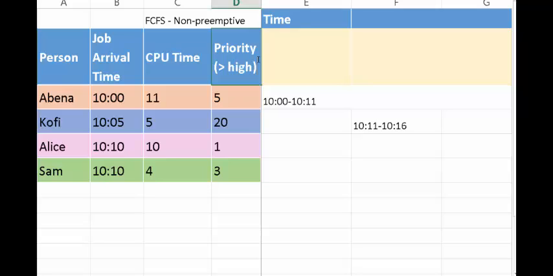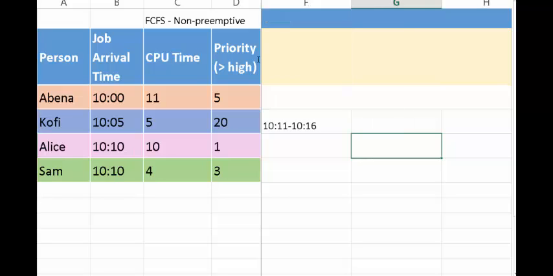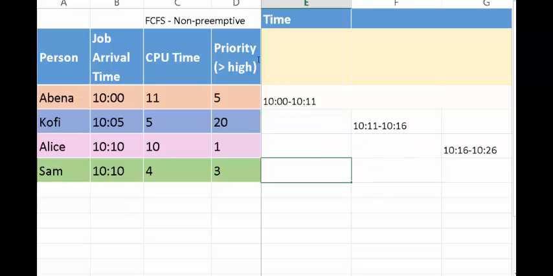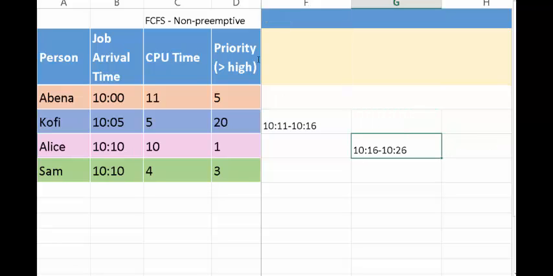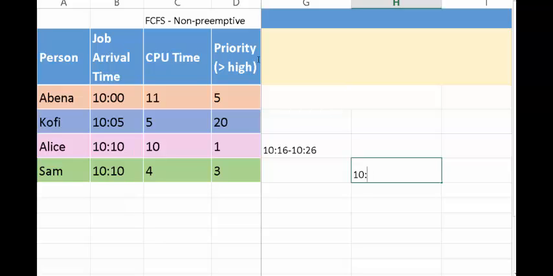Okay, so greater means high, right? There's somewhere greater means low, right? So that means these two have run, and Alice and Sam, let Alice follow up from 10:16, running for 10 minutes, that means to 10:26, and finally Sam, who's running from 10:26 for, I think I missed something. Okay, so this went for 11, this went for 5, this went for 10, and the last person is going to go for 4. So 10:26 to 10:30.